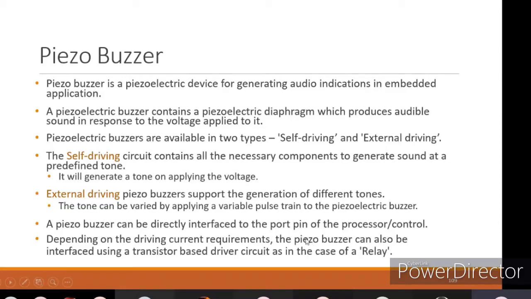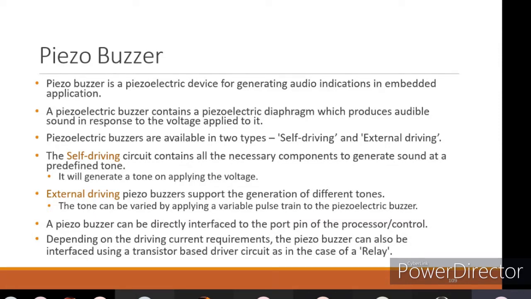Of the actuator is a piezoelectric. This piezo buzzer is a piezoelectric device for generating audio indications in embedded applications. If you want to alert something or give some sound, then you will get some result, or the person who is manually controlling the devices will get the information through these audio signals. For that reason, we are using this type of piezo buzzer in embedded applications.